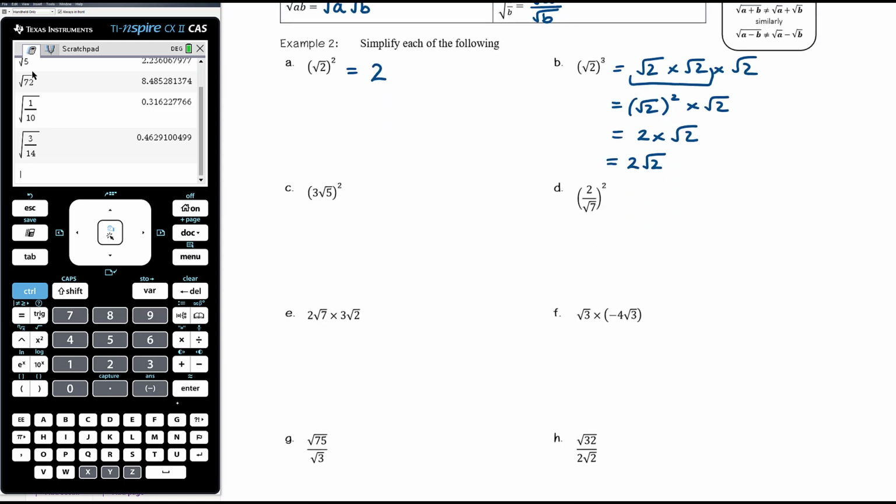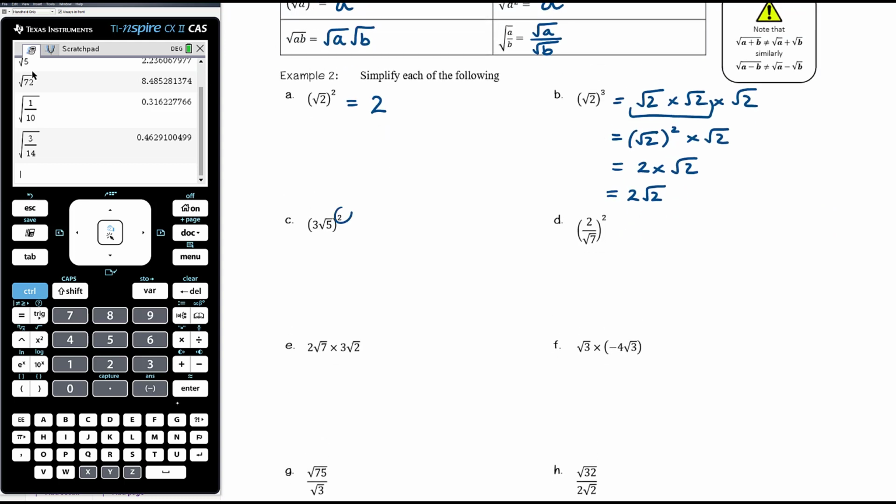3 root 5 squared. Indices, I know we're going to revise those a little later on in this topic, but these basics we should be aware of. So we know that if, for example, we have 2x all squared, it's 2 squared times x squared, so 4x squared. When we have multiplication, 2 times x squared, we can just square that thing and square that thing.